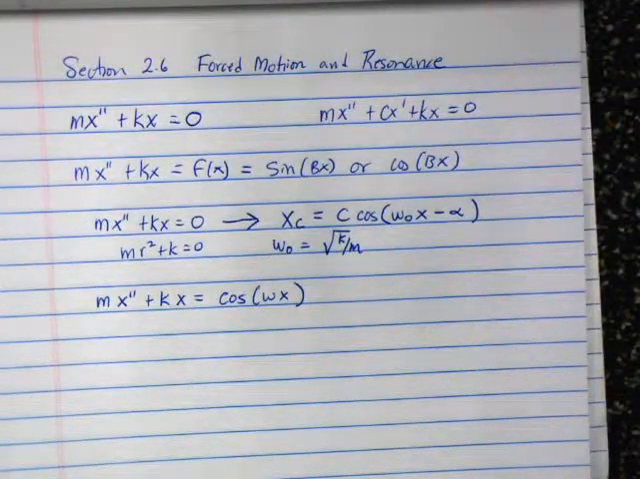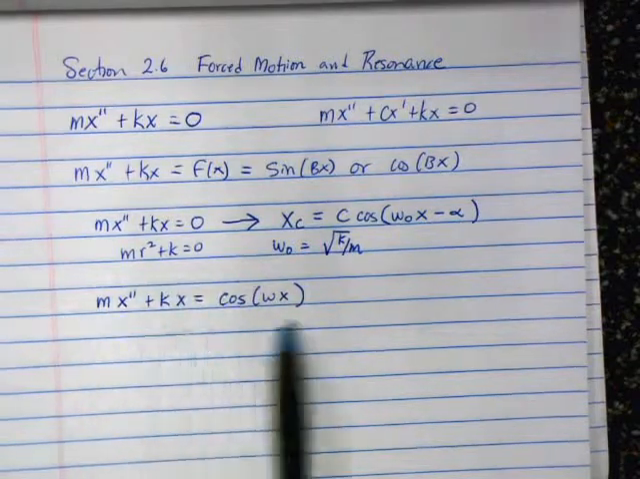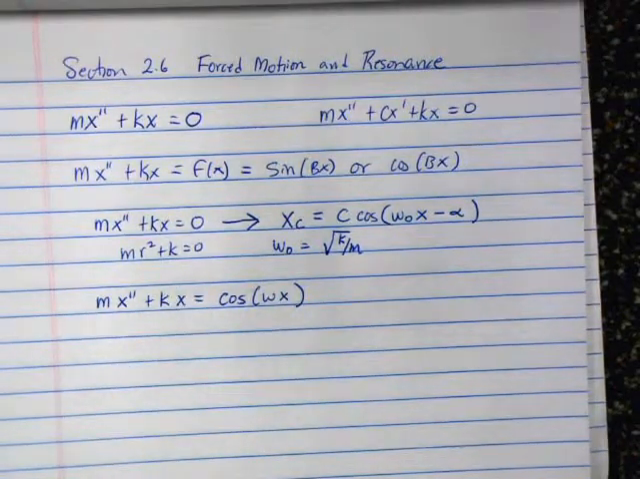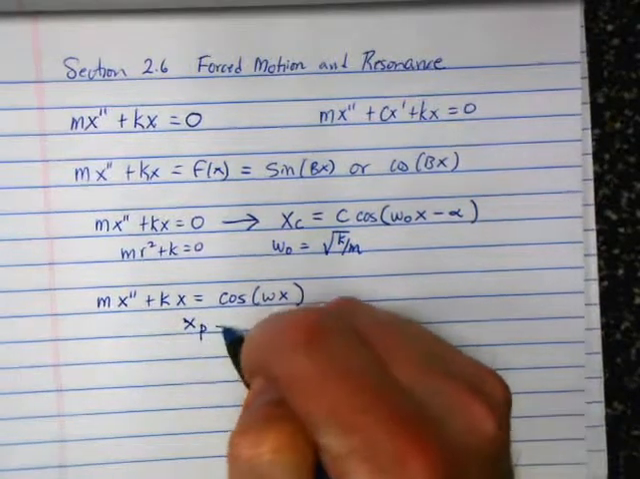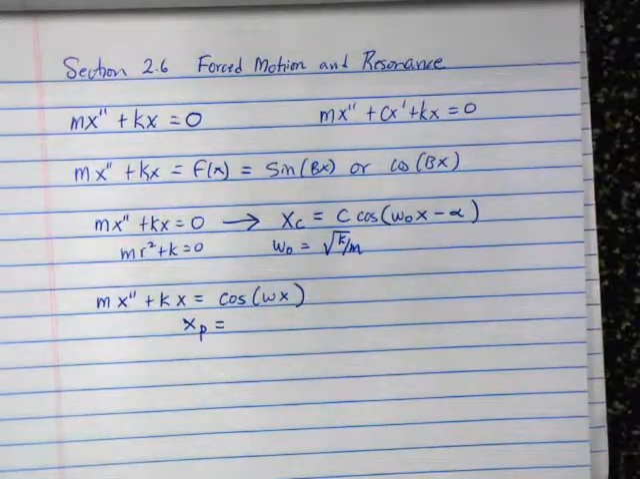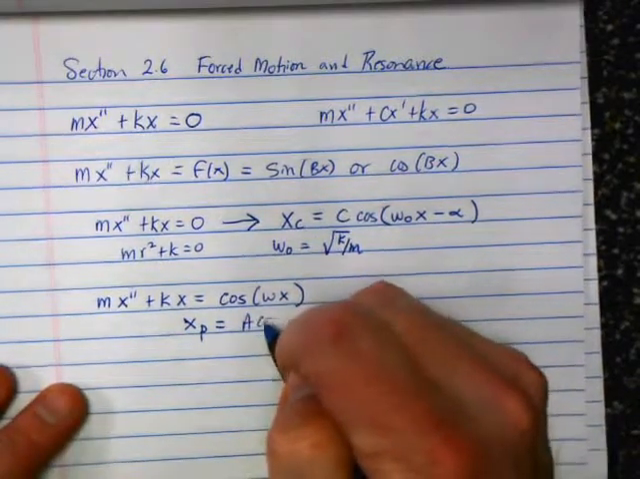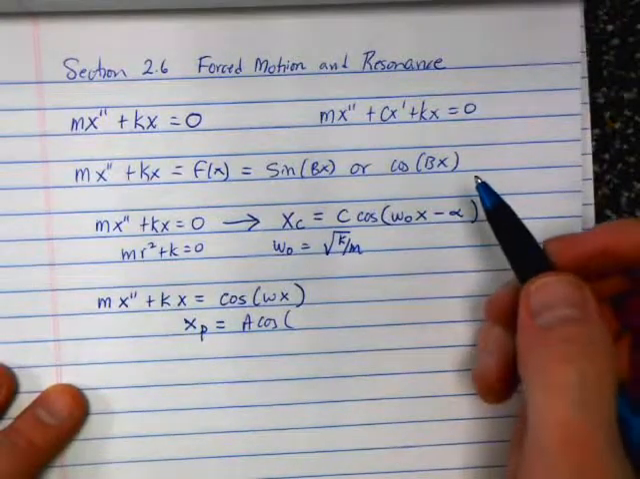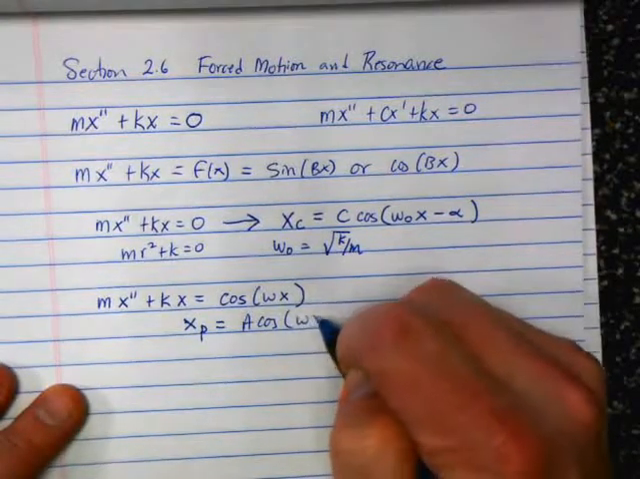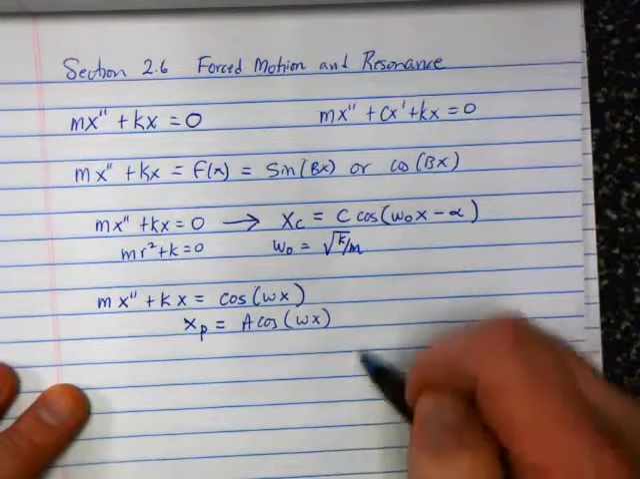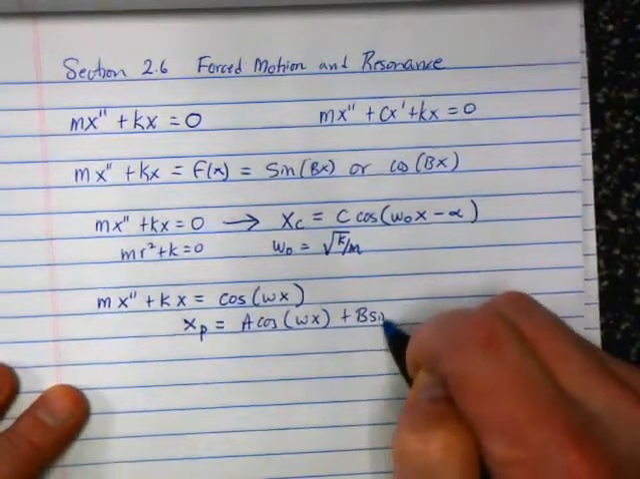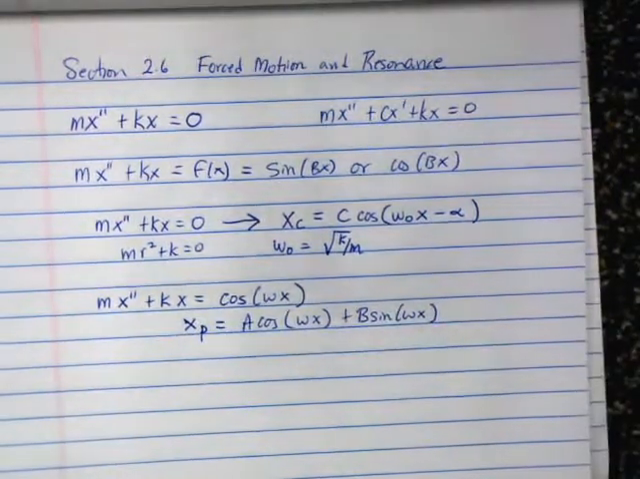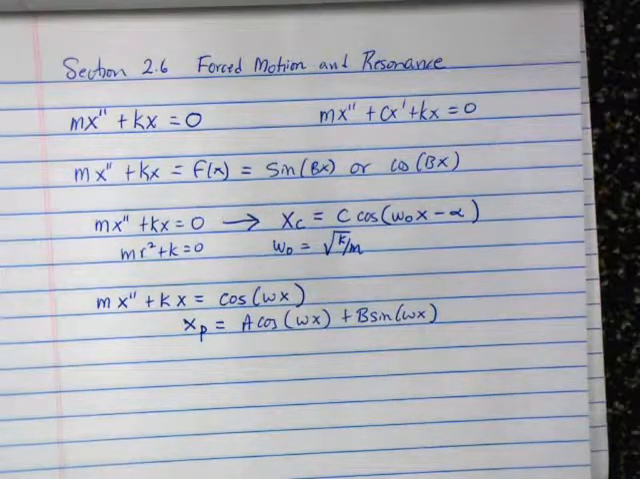All right, so if I have this as my equation, what would I guess for my particular solution? A cosine omega x plus b sine omega x. All right, so I'm going to take that. I'm going to find the first derivative. I'm going to find the second derivative. I'm going to plug it all in, and I'm going to figure out what the values for a and b have to be.